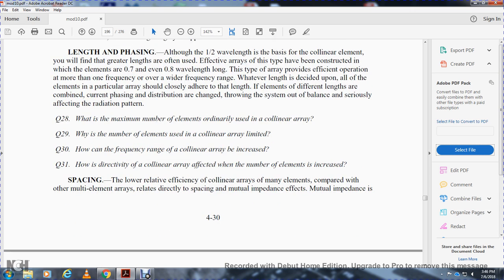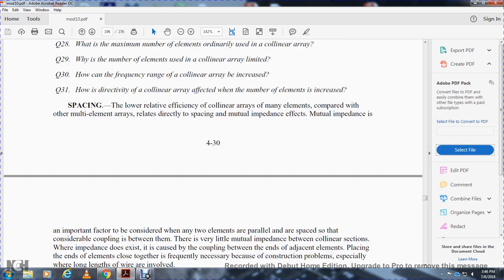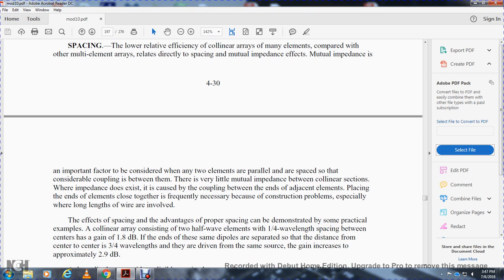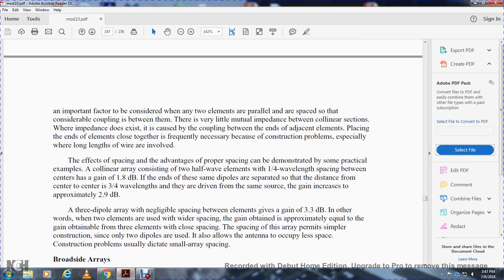As for spacing, the relatively low efficiency of a collinear array of many elements compared with a multiple-element array relates directly to the spacing and the effect of the mutual impedances. It is an important factor to consider. With two elements parallel to each other there is considerable coupling, but with very little mutual impedance in the collinear section, the variable impedance that exists with parallel coupling does not exist between the ends of adjacent elements. Placing the ends of the elements closer together is frequently necessary because of construction problems, especially when long lengths of wire are involved.